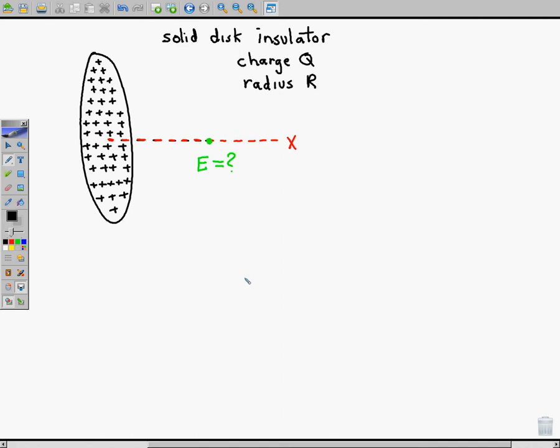Okay, so here we go. We have a solid disc insulator, charge Q, radius R. It's perpendicular to the page.